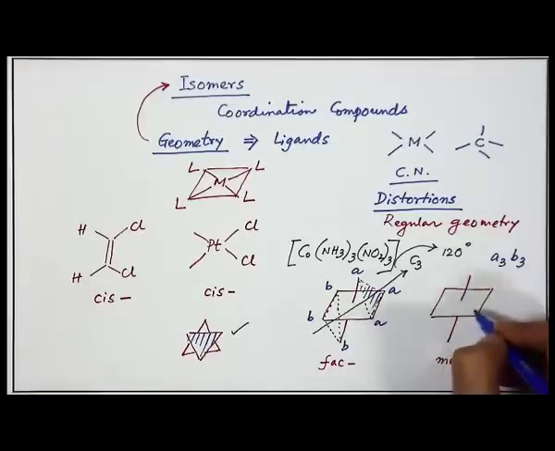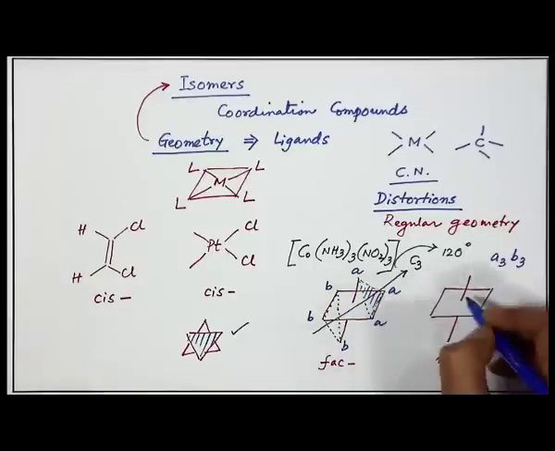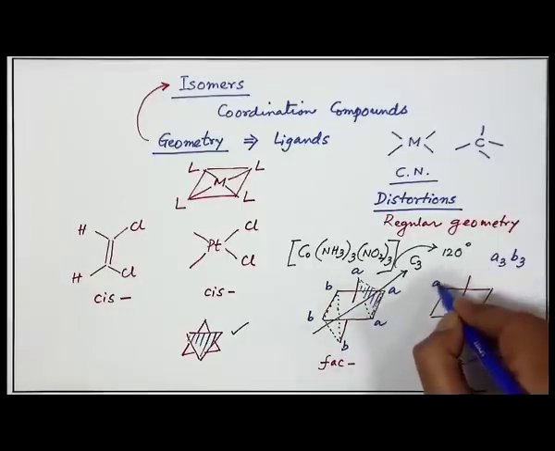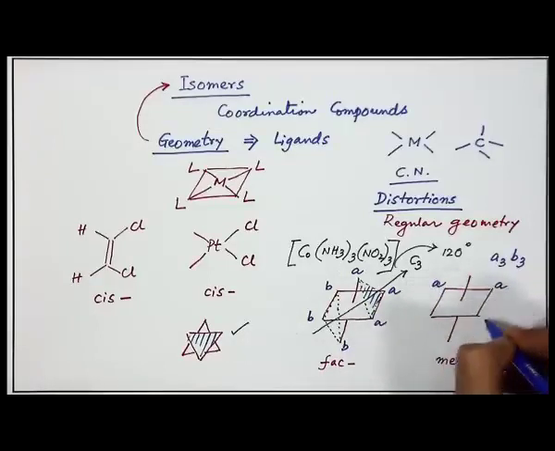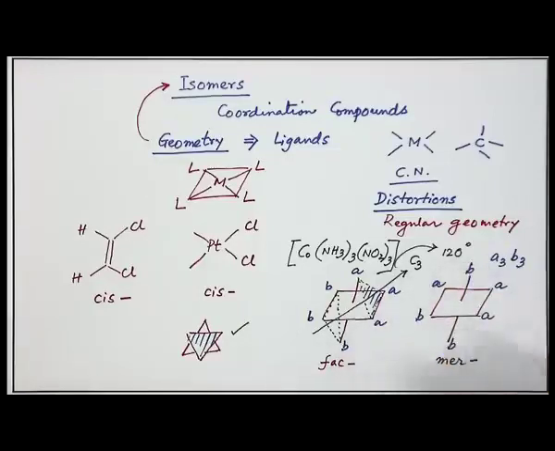For the meridional arrangement, the arrangement is typically different. We are not talking about a face, but about a meridian, which is this particular part. So this is the meridian, and this is the meridional arrangement. This is B, and this is B.